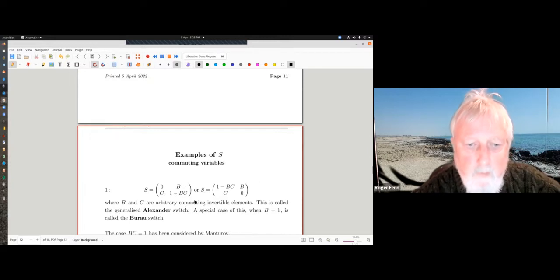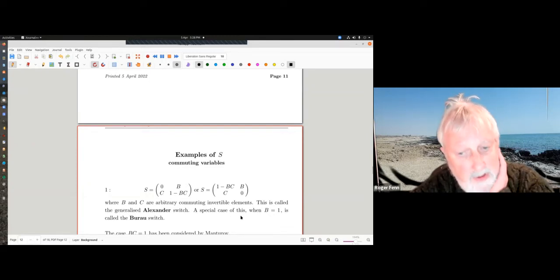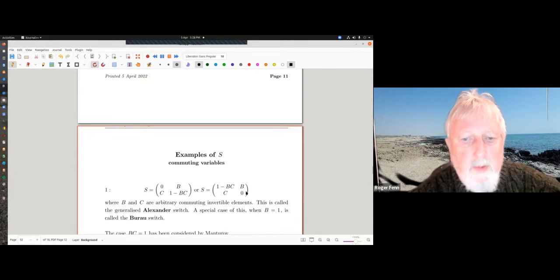In this case, this is an example where D is invertible, and this one is where A is invertible. But if A is invertible, then D is 0. And anyway, in terms of B and C, we call this the generalized Alexander switch. So a special case of this, when B equals 1, is called the Burau switch. So if you put B equals 1, you get the Burau matrix.